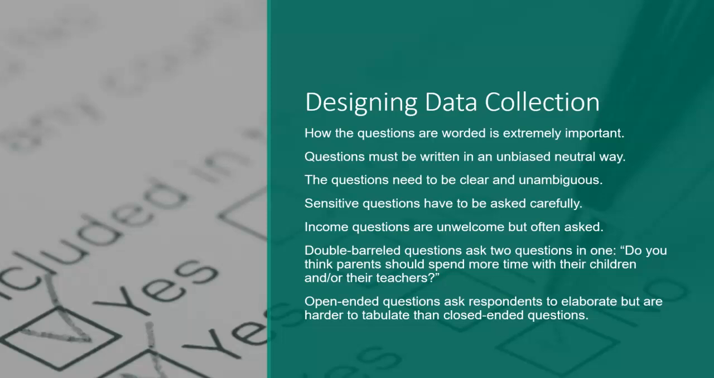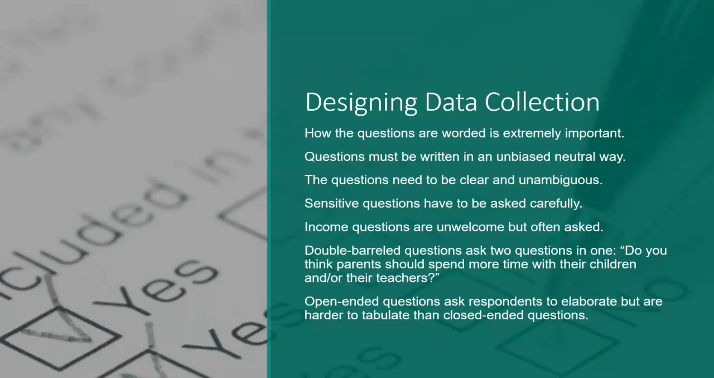Income questions are unwelcome but often asked. You can find the income of or profits for companies on the SEC website. Again, you can find income questions for every company on the SEC website. Double-barreled questions ask two questions in one. Do you think parents should spend more time with their children and or their teachers?